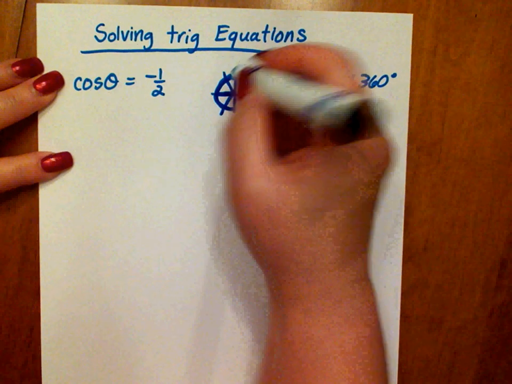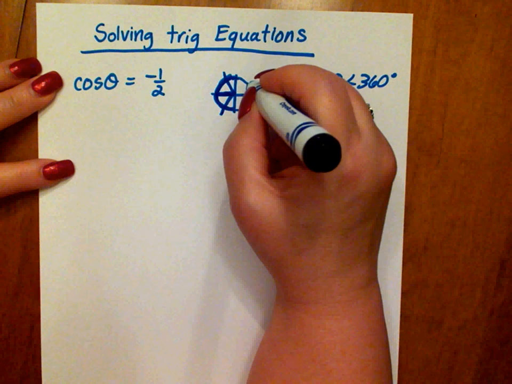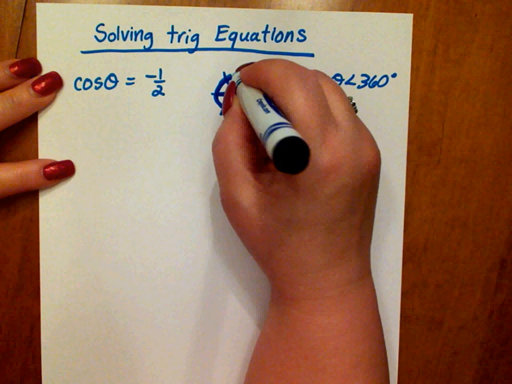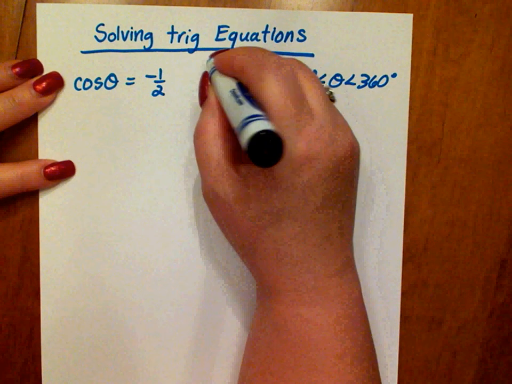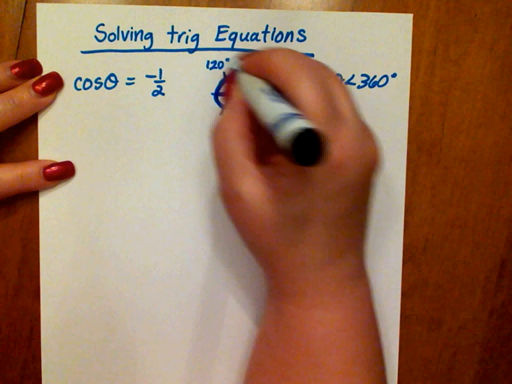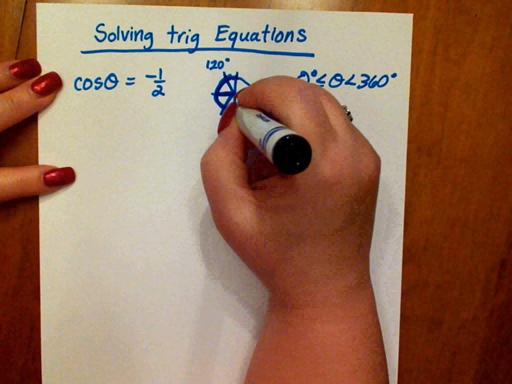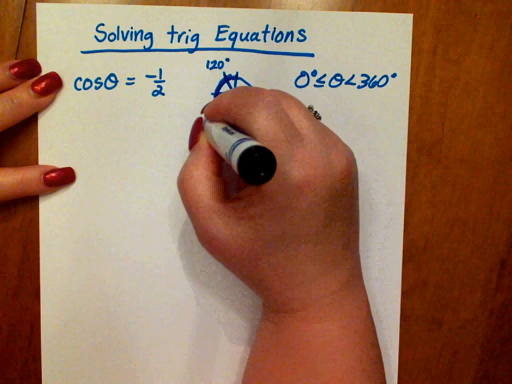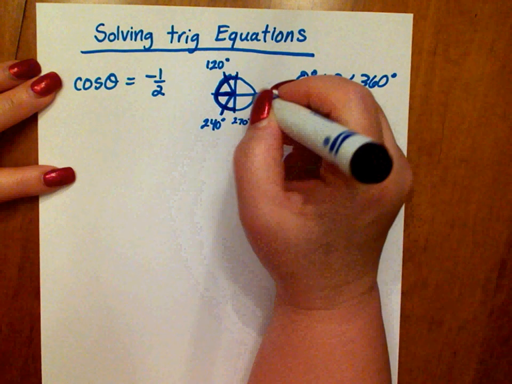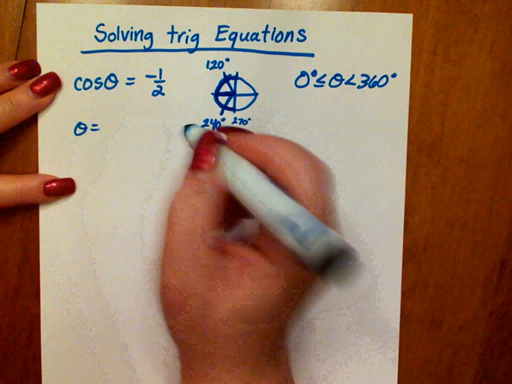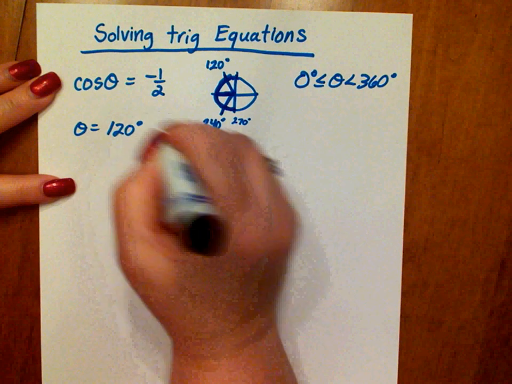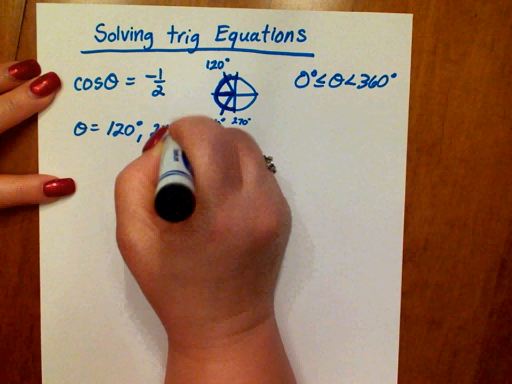But what would this be as an angle? As an angle, remember this is 90 degrees. This should just be 30 degrees more, so this would be 120 degrees. And this one here, remember on the bottom is 270. It would be 30 degrees to the left, so this would be 240 degrees. So I would say theta is equal to 120 degrees and 240 degrees.